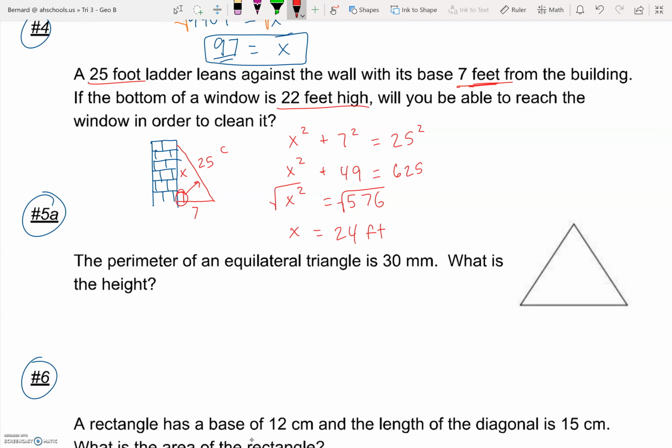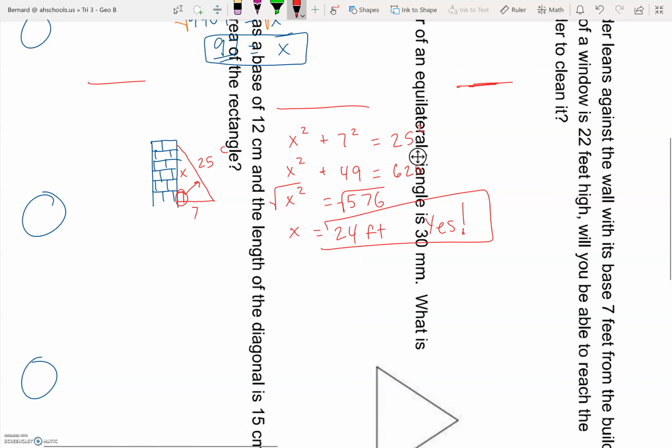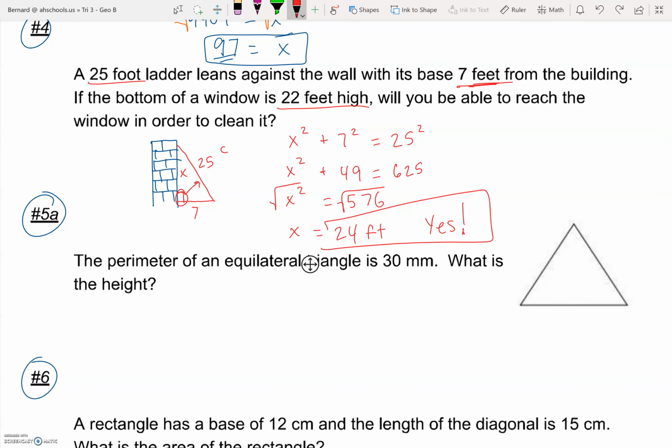And the answer is yes. Yes! Right? Because this ladder is reaching up 24 feet. Oh, I'm sorry. Let's re-rotate that. This ladder is reaching up 24 feet. It only has to reach up 22 to get to the window, so it can definitely reach there.